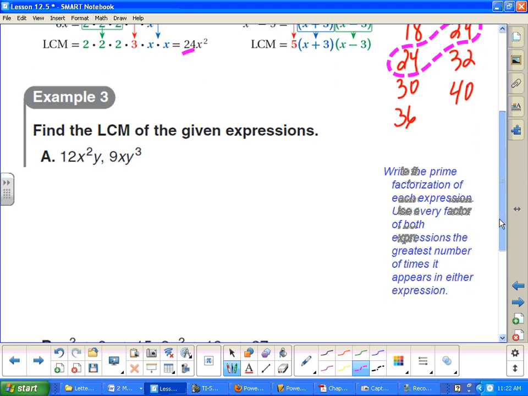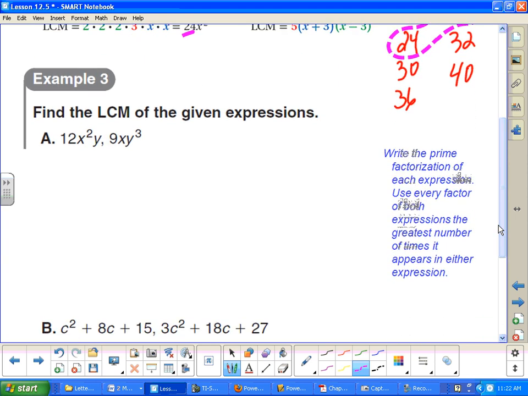Right. So let's try a couple examples here. 12x squared y and 9xy cubed. Now, sometimes people find it hard to do the prime factorizations of the numbers. Okay, I'm okay with that. Let's just think about 9 and 12.